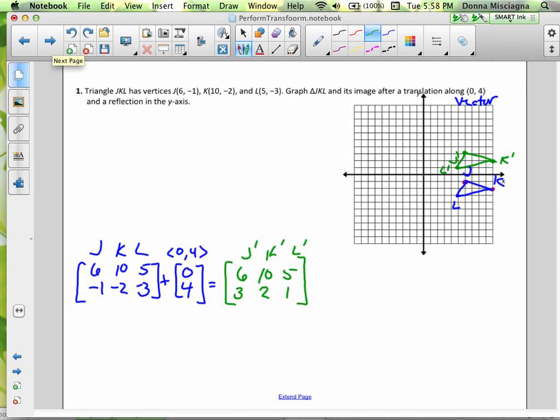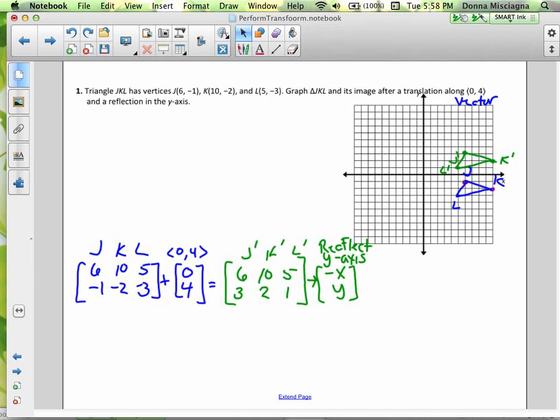And then we had a reflection in the y-axis. So when we reflect over the y-axis, I'll just keep it green. I'll put reflect y-axis. Right, so remember when we reflect over the y-axis, the x becomes the opposite, and the y stays the same. I just put an arrow here because we're not adding anything. We're just changing it according to that rule.